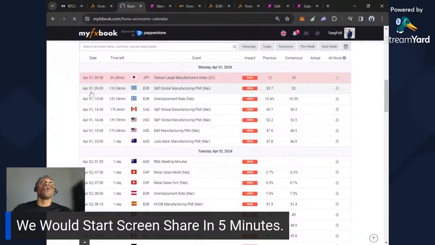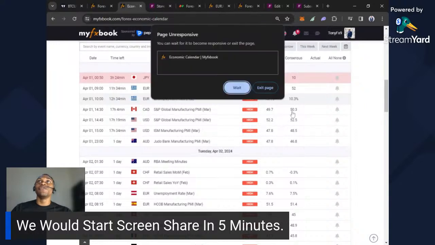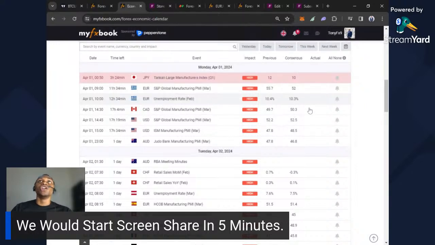Then on Monday as well, London session, we have the S&P Global Manufacturing PMI for Greece and unemployment rate for Greece. Okay, so if you see a figure higher than 10.3, it is bad for Europe. If you see a figure higher than 52 for the manufacturing PMI, it is good for euro, and it's going to give euro USD the buy we anticipate. Then New York session, we have Canadian manufacturing PMI. So if you see a figure higher than 50.3, it is good for CAD. But if you see a figure lower than 50.3, it is bad for CAD.